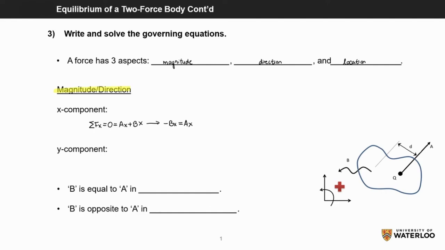Similarly, for the y component, the sum of the forces must be 0, so by is equal to ay in magnitude, but they will act in opposite directions, and therefore by will be set as negative while ay has a positive sign because of the coordinate system we set. We have now determined that the force B is equal to A in terms of magnitude and the exact opposite in direction.